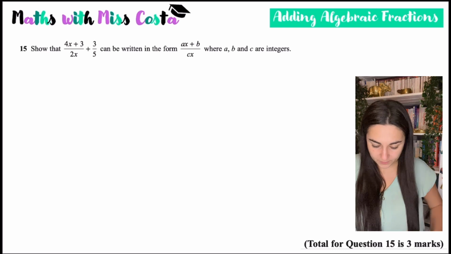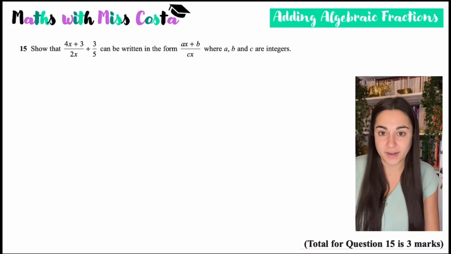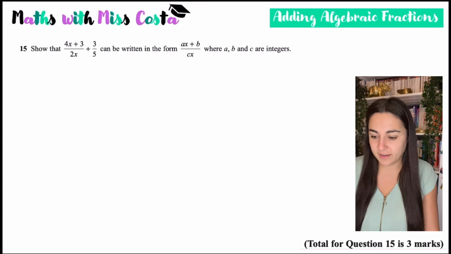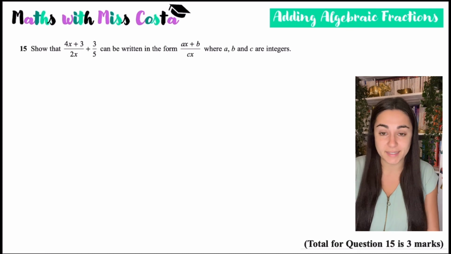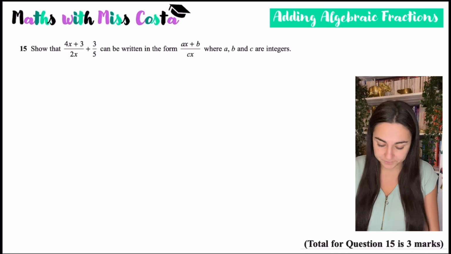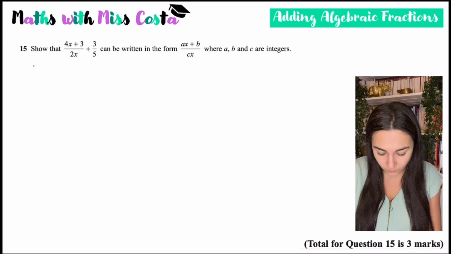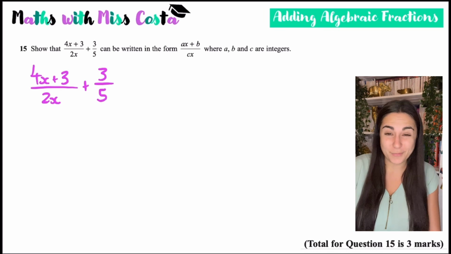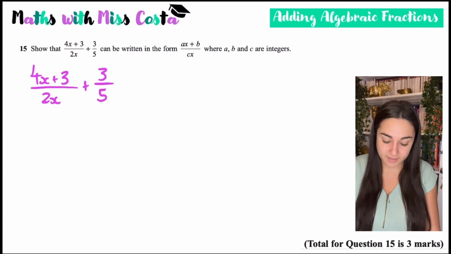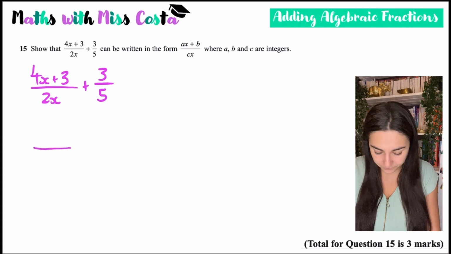Okay, over here we have got some algebraic fractions. So remember, just like with any fractions, in order to add or subtract fractions, they need to have the same denominator. So what would the lowest common multiple of these two fractions be? Well, the lowest common multiple of 2x and 5, because it's algebra, we just multiply them together. So 5 times 2x is 10x. So our denominator should be 10x.